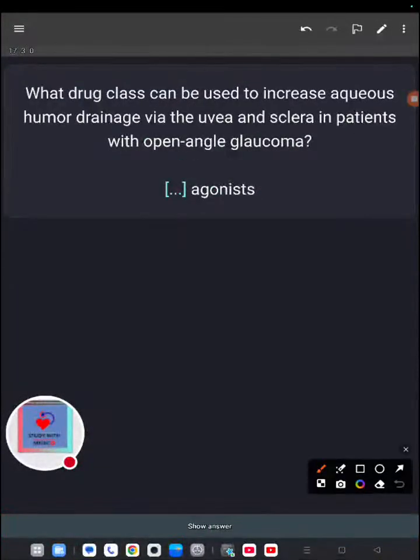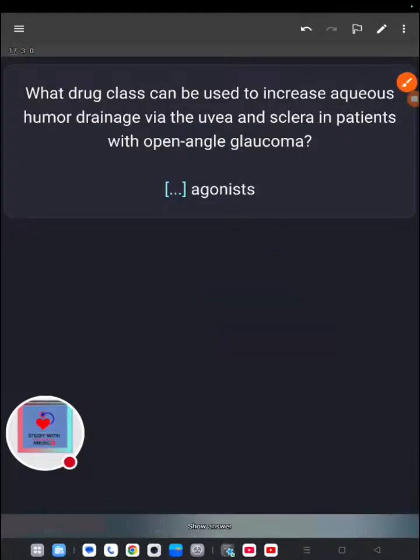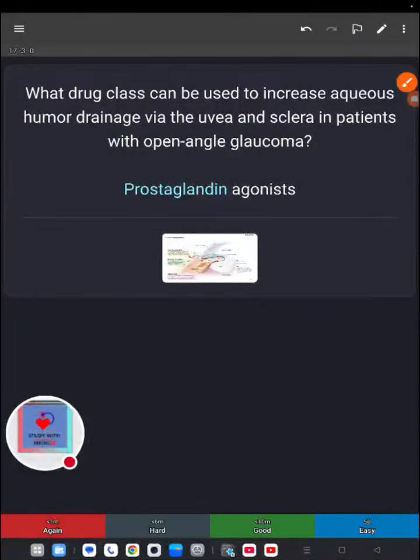What drug class can be used to increase aqueous humor drainage by the uvea and sclera in patients with open angle glaucoma? Prostaglandins, that is latanoprost and bimatoprost. Prostaglandin agonists.